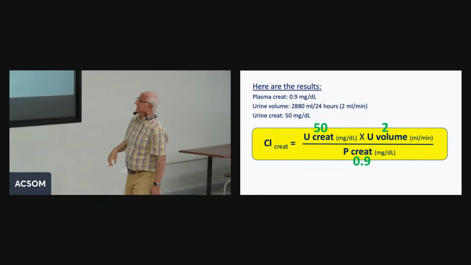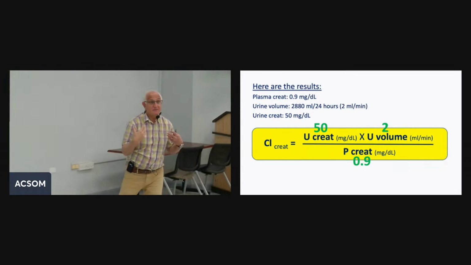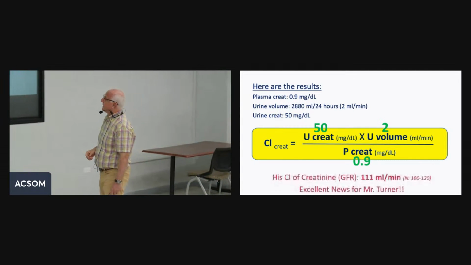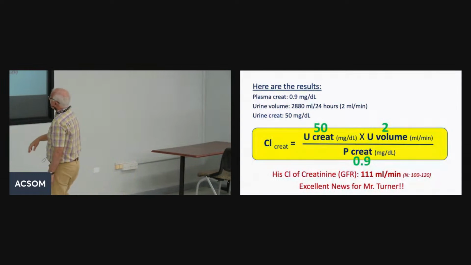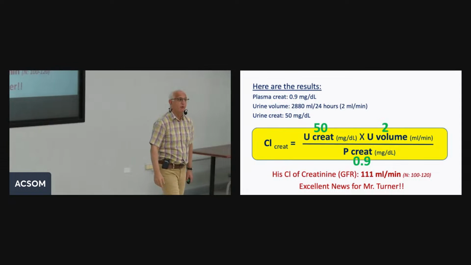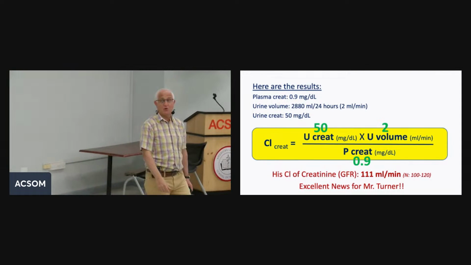You can practice it in your mind. 1440 is something that the nephrologists know, but you probably don't want to memorize it. So his clearance of creatinine is 111 milliliter per minute, which is perfect. Excellent news for Mr. Turner. Are we good?